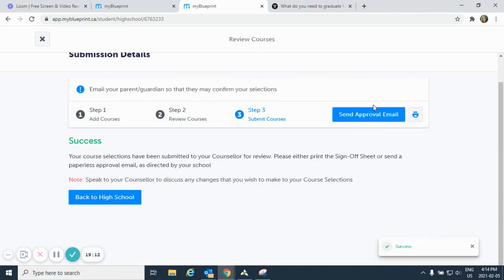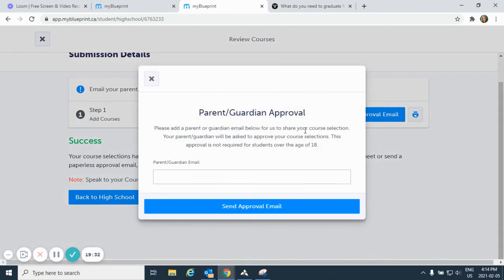I'm ready to submit my course selection. It has gone through successfully. Now you'll notice that it says here about printing a sign-off sheet. Well, things are a little bit different this year, and we're not doing sign-off sheets. Instead, click on the blue button to send your parent, guardian, an approval email.